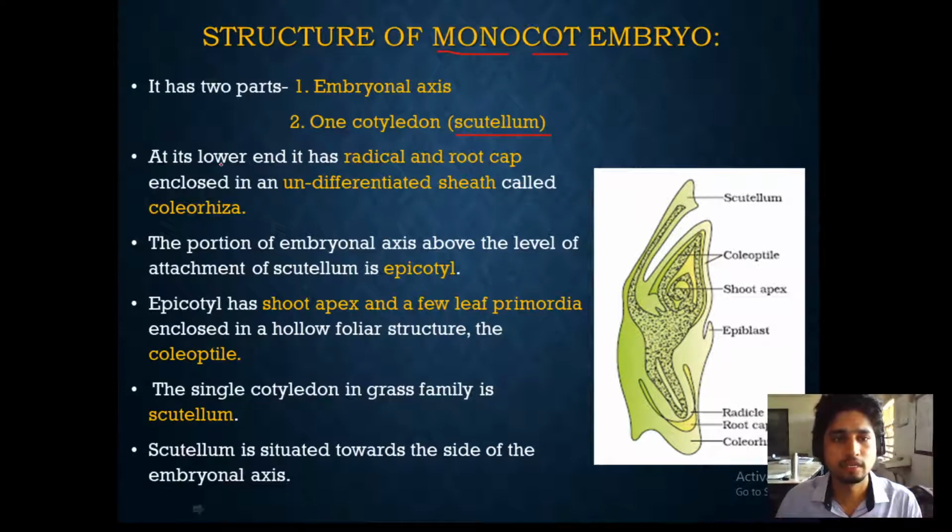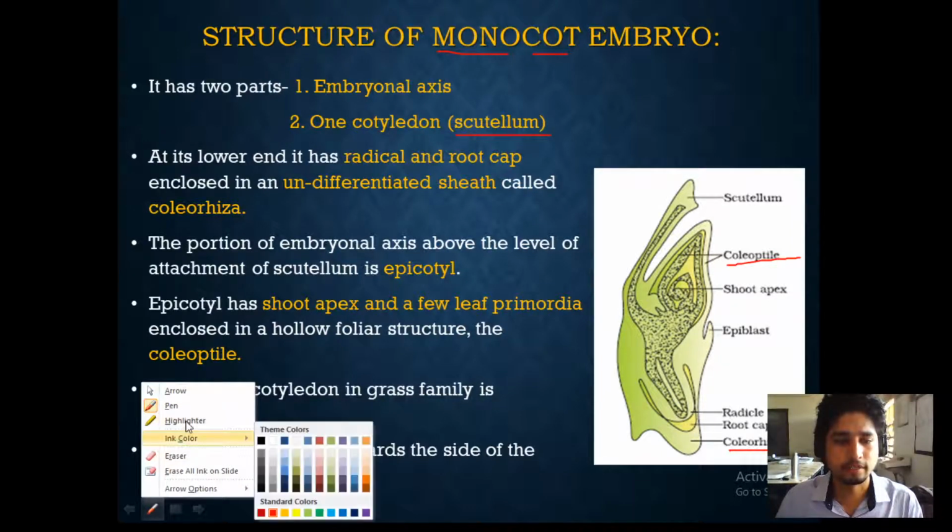So we are going to understand this. At its lower end, it has the radicle and root cap. At the end of this embryonal axis they have the radicle and the root cap, and this root cap in turn has a covering by an undifferentiated sheath called the coleorhiza. Remember, rhiza refers to the root, so this will help to remember coleorhiza. The other part is the coleoptile. These two terms are usually confused interchangeably, but we are going to understand them clearly.